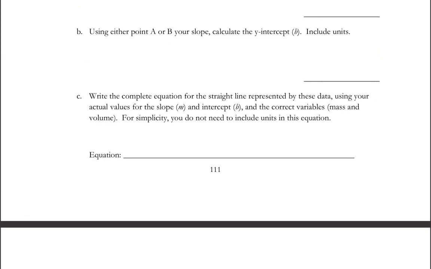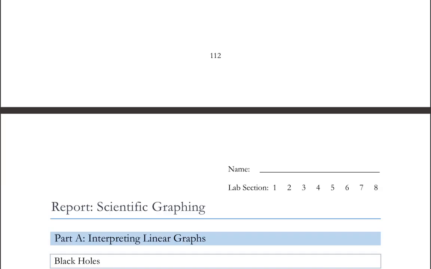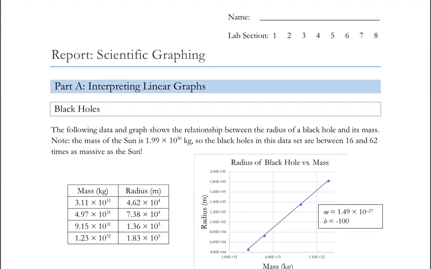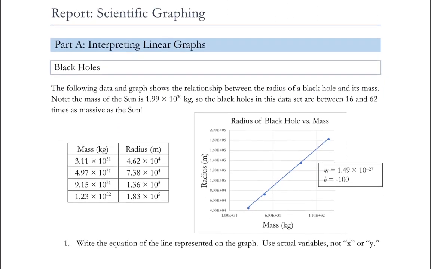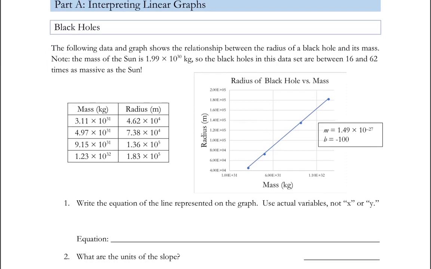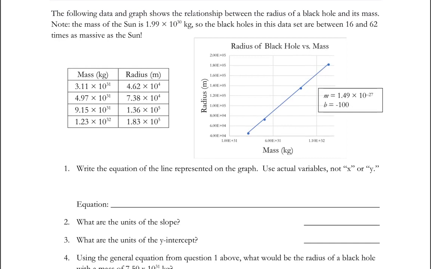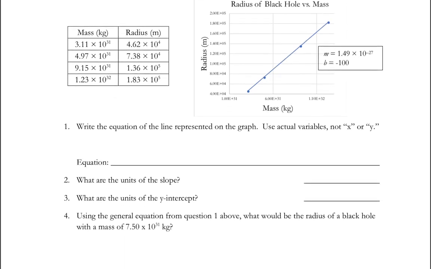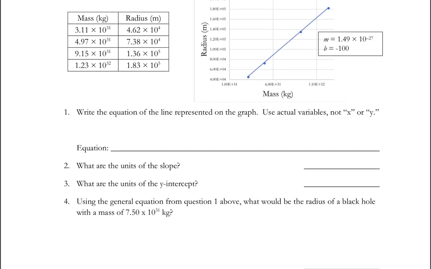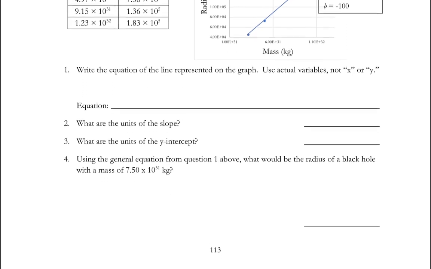You may skip the pre-activity as usual, and here's the report that you'll be filling out and then scanning and turning in. So here's some data, mass and radius. And the graph is already drawn for you. The slope and y-intercept are given. You're asked to write out the equation. Now, don't write y or x in your equation. Write what y is, radius, what x is, mass. Put in the value of the slope, put in the value of the y-intercept. You're also asked to think about what the units are for the slope and the y-intercept. So go back through that example above if you need to.